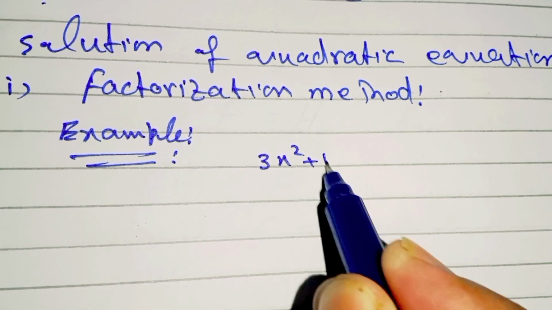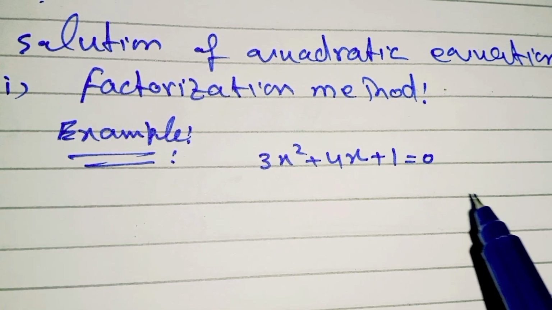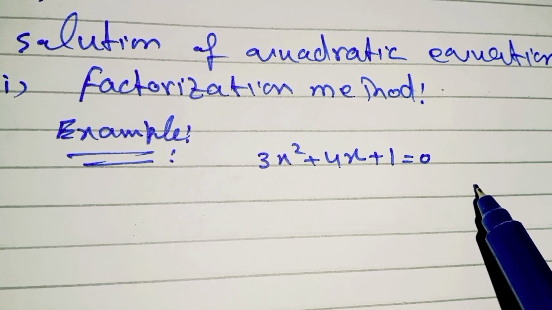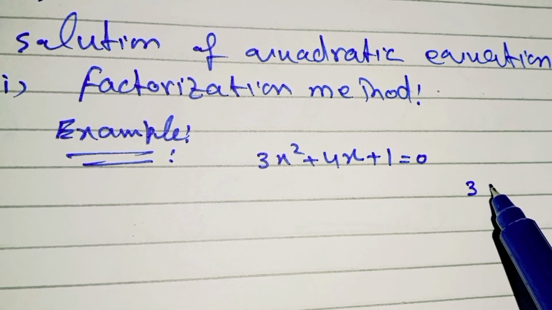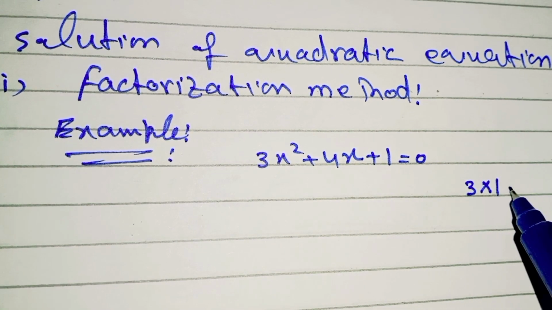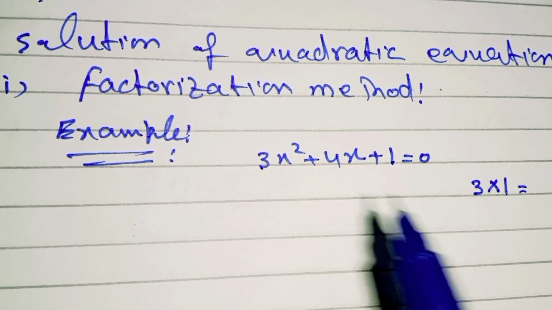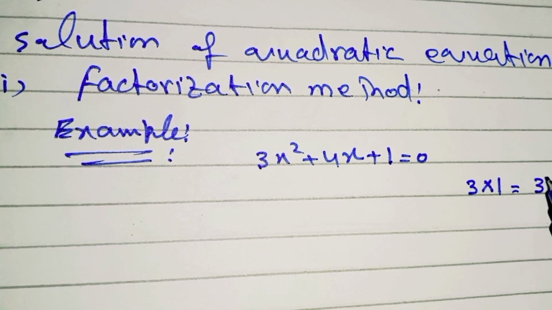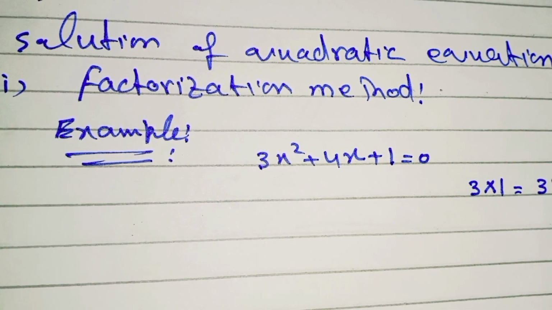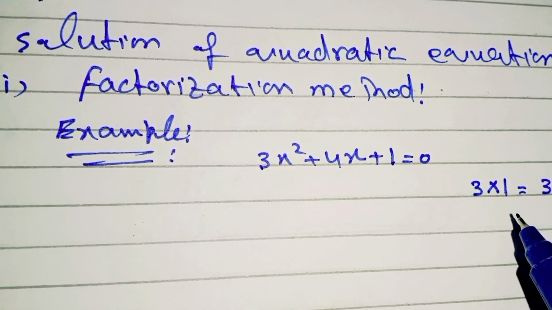3x square plus 4x plus 1 is equal to 0. To find factors, we use the coefficient of x square and the constant coefficient. We multiply the coefficient of x square with the constant term and we obtain a number. Here we obtained the number 3. We have to find the factors of 3 whose sum is equal to 4.